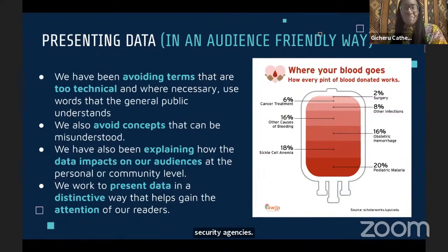So we've also been explaining how data impacts on our audiences by saying, okay, for example, in one instance, if you have X number of people who've been affected, what does that mean in real terms? What does that mean for me? So we also work to present data in distinctive ways so that people can actually get the attention of the communities.